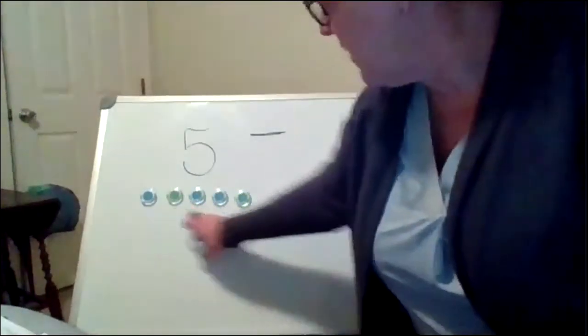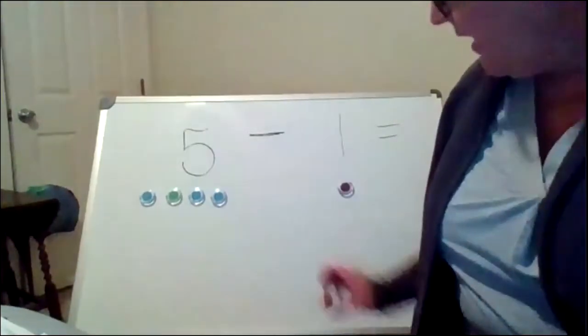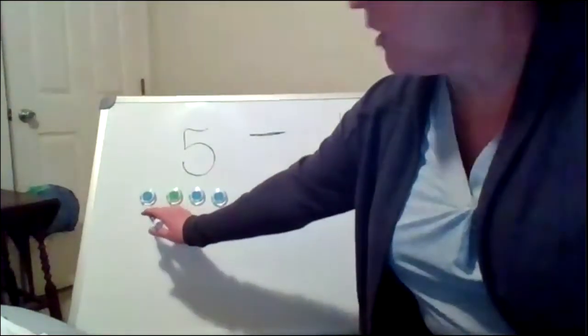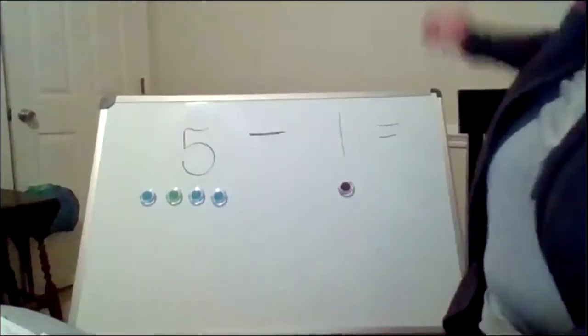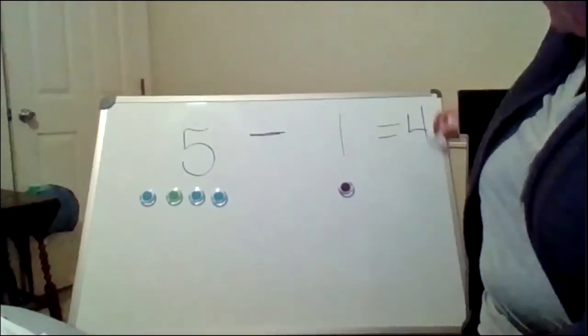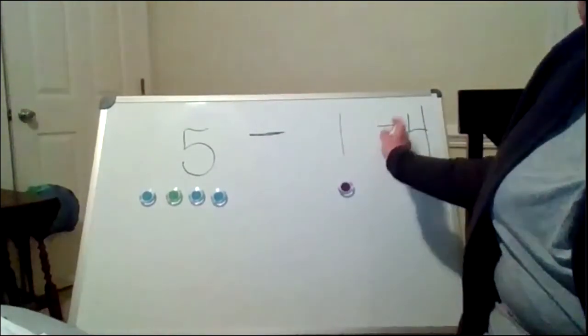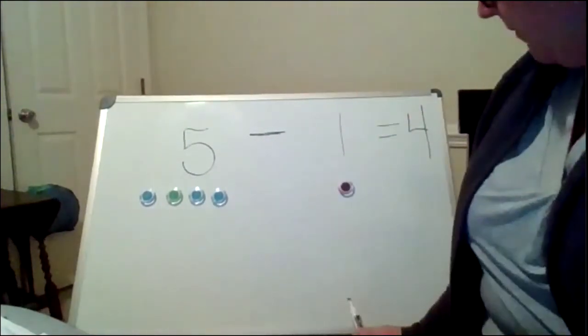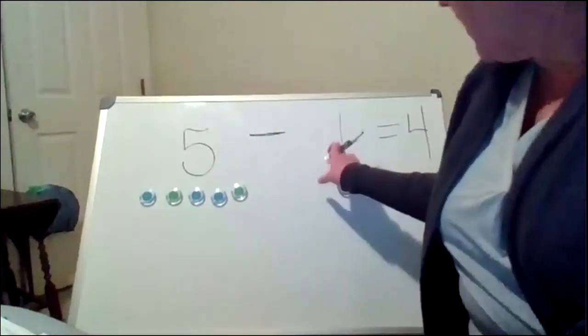So we need to take one of these away. I'm going to take it away and count. How many do you have left? 1, 2, 3, 4. So 5 take away 1 equals 4. That's all we do: we have 5 and we take away 1.